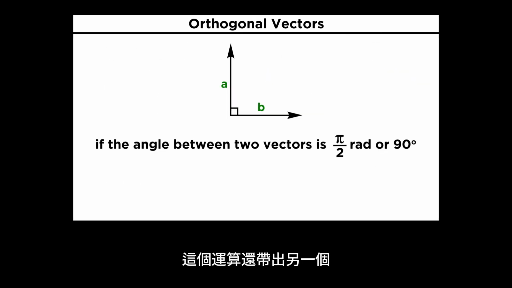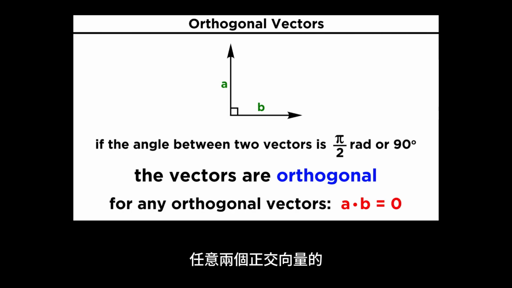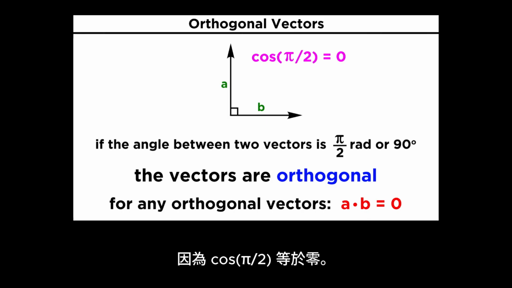This operation leads us to another definition. We want to understand that if the angle between two vectors is half pi radians, or 90 degrees, these vectors are orthogonal. This pretty much means the same thing as being perpendicular to one another, and an important thing to note is that any two orthogonal vectors will always give a dot product of 0 because the cosine of half pi is 0. This means that if you are computing a dot product and you get 0, those two vectors are orthogonal.